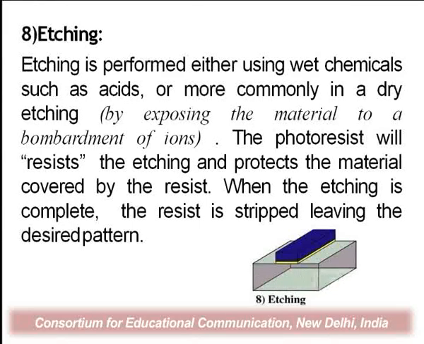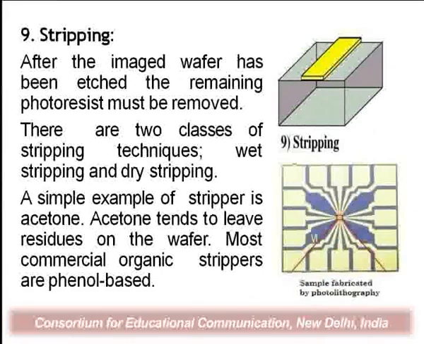So etching may be done by two types, wet or dry: wet by acid and dry by ion bombardment. The photoresist will resist the etching and protect the material covered by the resist. That's why the etching is very important, and when the etching is complete, the resist is stripped, leaving the desired pattern on the wafer. What is stripping?